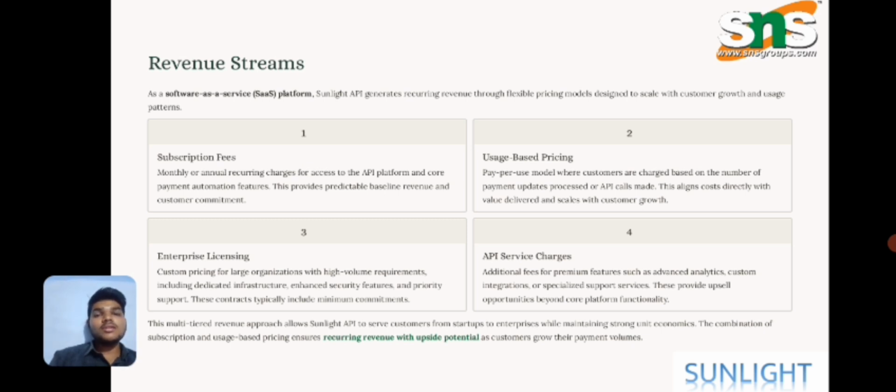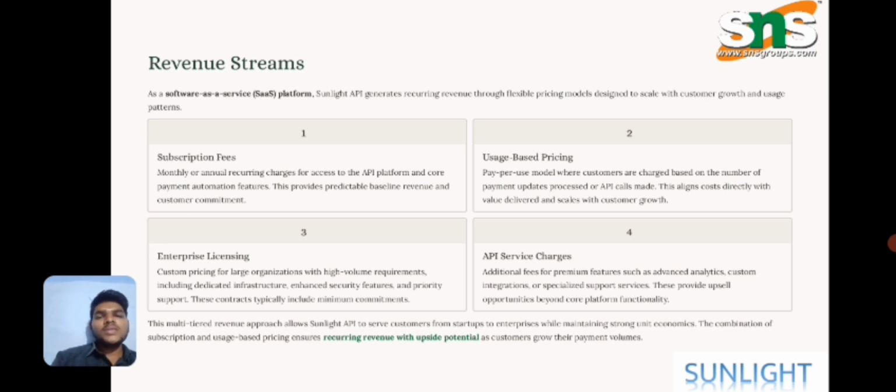Subscription fees. Monthly or annual recurring charges for access to the API platform and core payment automation features. This provides predictable baseline revenue and customer commitment. Second one, usage-based pricing. A pay-per-use model where customers are charged based on the number of payments processed or API calls made. This aligns cost directly with value delivered and scales with customers' growth.